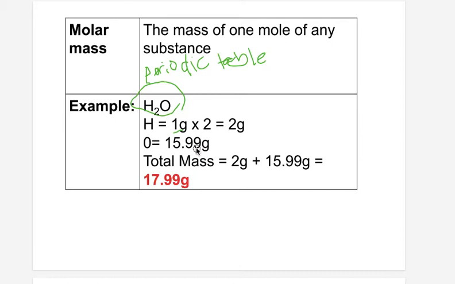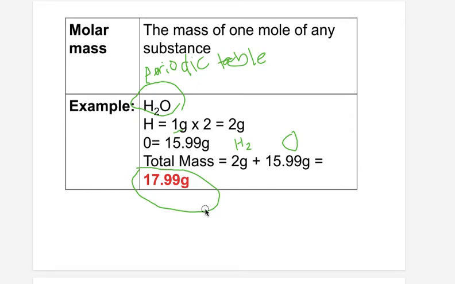So just keep that in mind as you're doing these problems. To find the total mass, I add up my hydrogens. So this is the mass of my H2, right? Plus the mass of my 1 oxygen, and I get 17.99 grams. So that means that 1 mole of water is equal to about 17.99 grams.